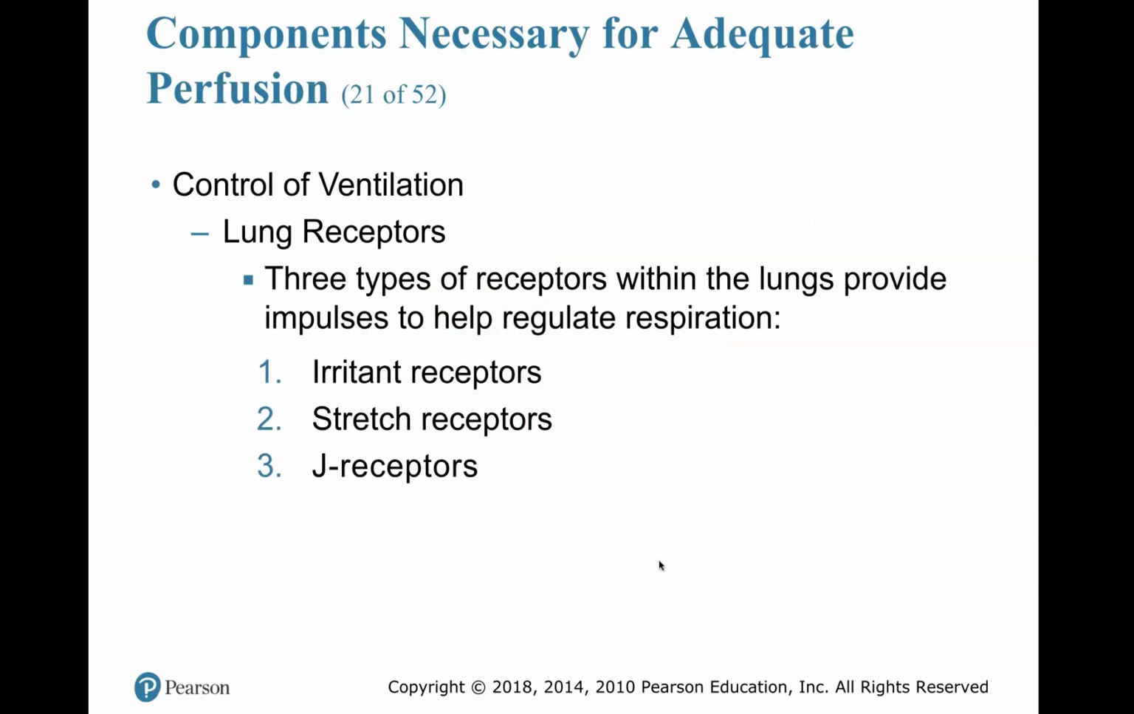Lung receptors. Three types of receptors within the lungs provide impulses to help regulate respiration: irritant receptors, stretch receptors, and J receptors.